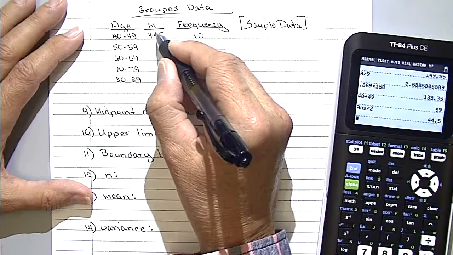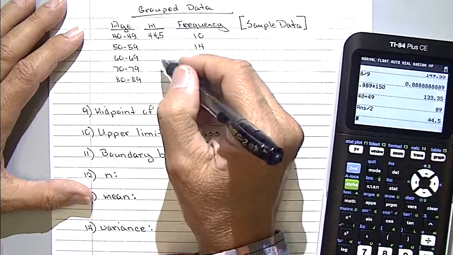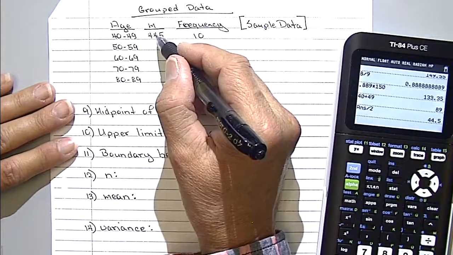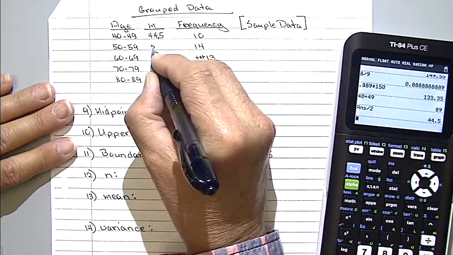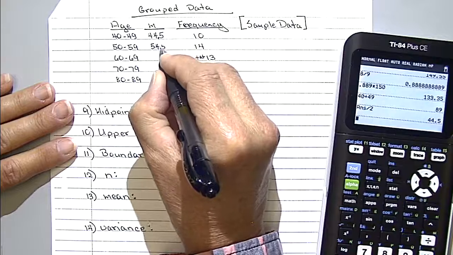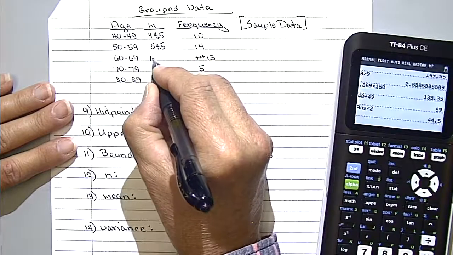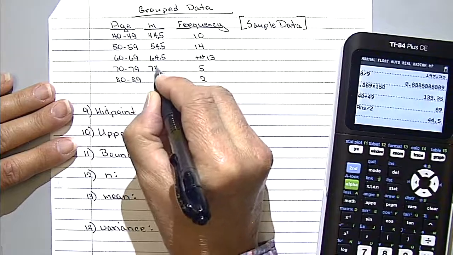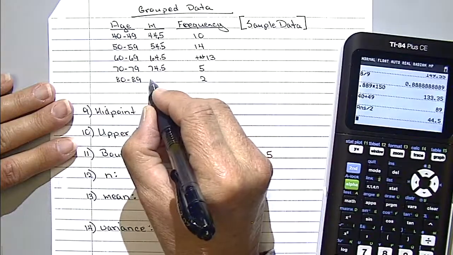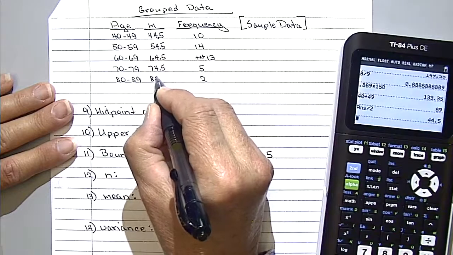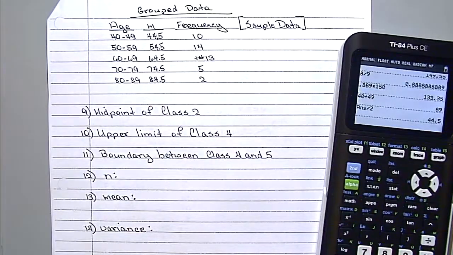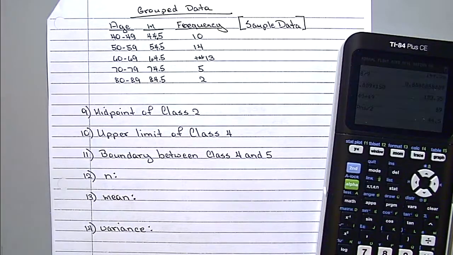But the midpoints are going to increase in increments of 10. If the first midpoint's 44.5, I can add 10 to it to get the next one. I can keep adding 10, and I don't have to keep adding the two limits together and dividing by 2. I think I did that right. Sometimes I can't do that and talk. Does that look like your midpoints? Yeah. So those are the midpoints of my groups.